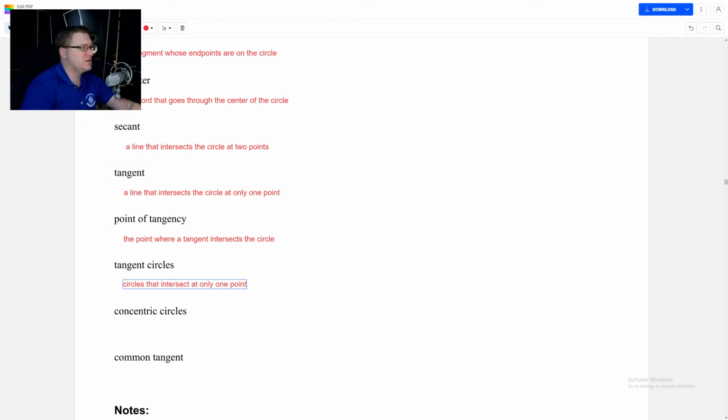All right. Then concentric circles. What are concentric circles? Concentric circles are circles that have the same center. So if you have two circles that have the same center, they are concentric circles.